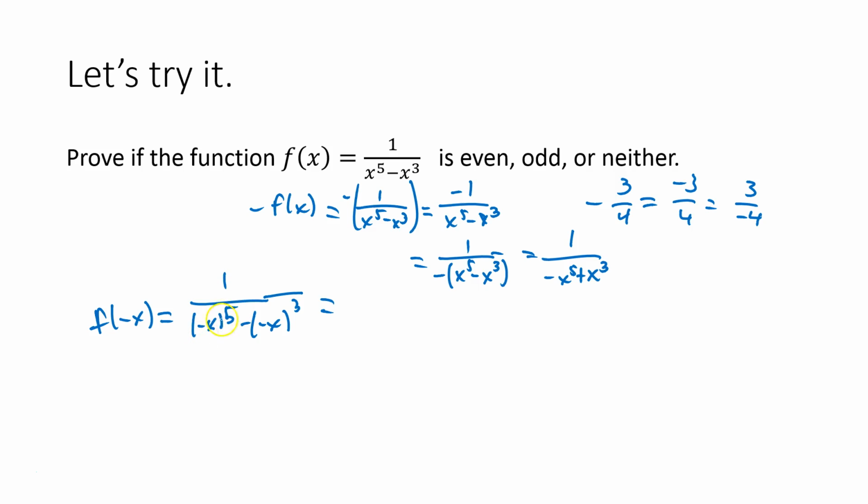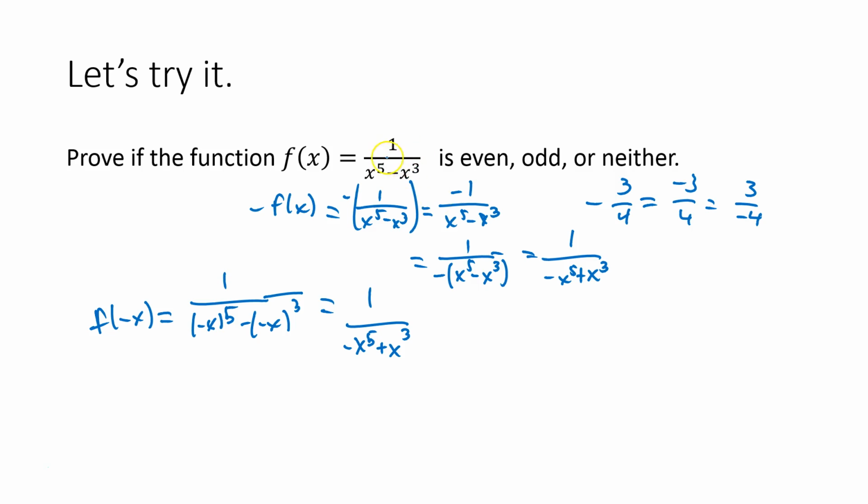So once again, when you take a negative to the 5th power and a negative to the 3rd power, it stays negative. So I have 1 over negative x to the 5th. And then here I have two negatives. That makes a positive x cubed. So let's see what we ended up with.